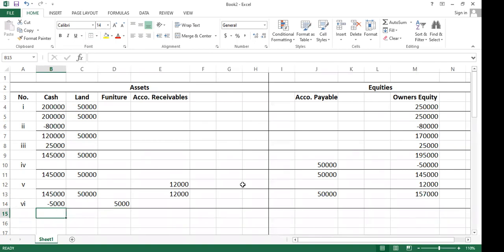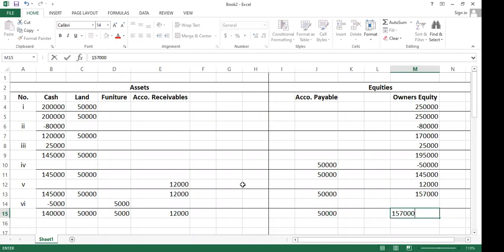Okay. Cash balance is 140,000. Land balance not change 50,000. Furniture 5,000 newly add. And accounts receivable is 12,000. Accounts payable 50,000 not change. And 157,000 owner's equity not change.